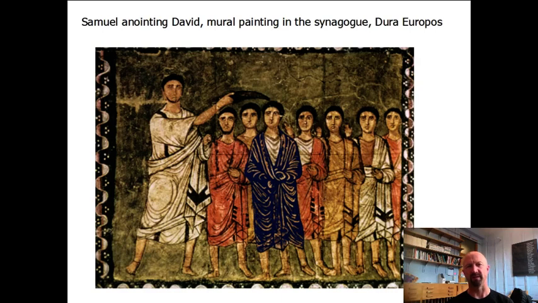Then there's a couple more of these scenes. Samuel anointing David. David, of course, is one of the first kings of the Israelites, King David. Christians actually believe that Christ and the line of Mary descend from David.